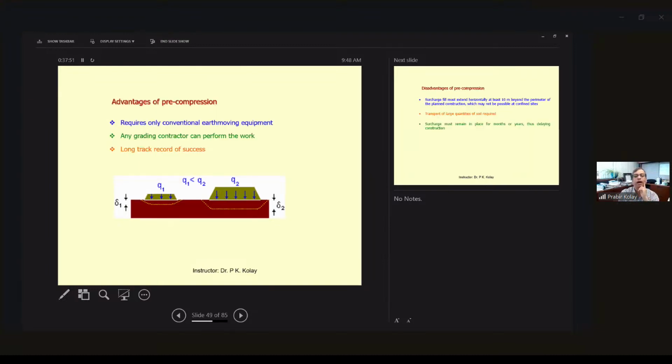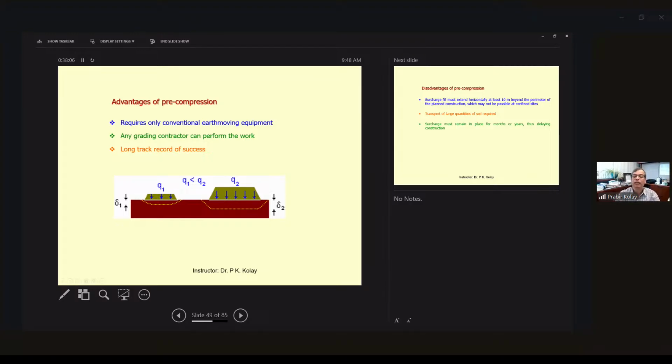So the advantage of pre-compression is it requires only conventional earth moving equipment, just heap the soil. The only thing is where you are going to heap up soil, that much quantity. So any grading contractor can perform this. Long track record for success, it is a very easy method.